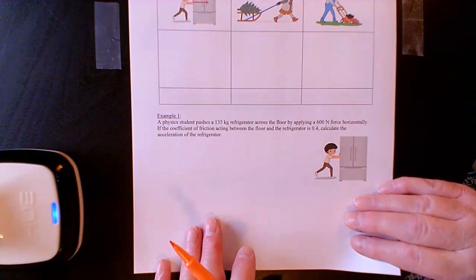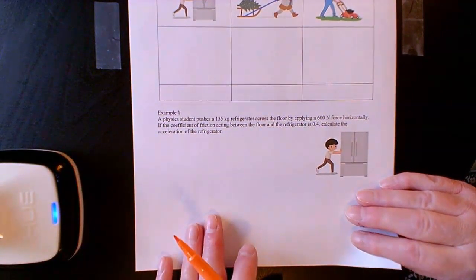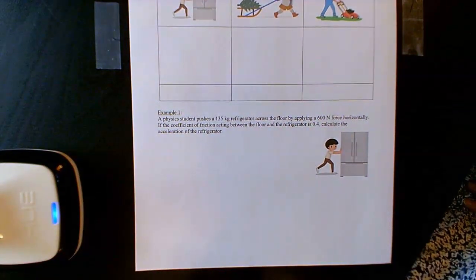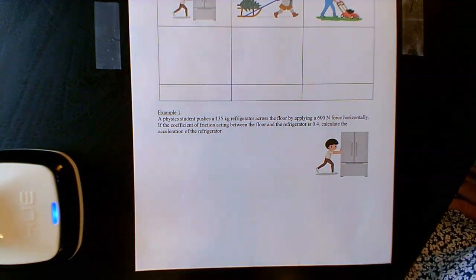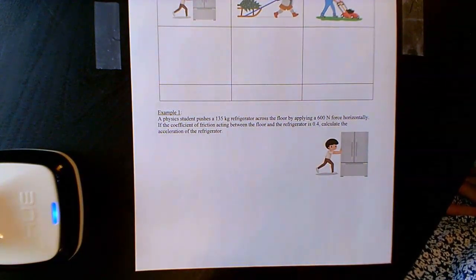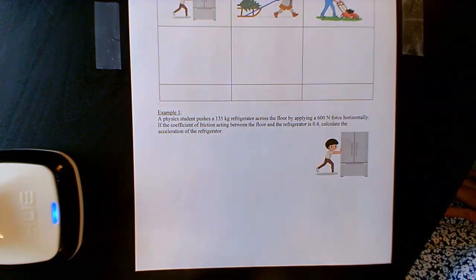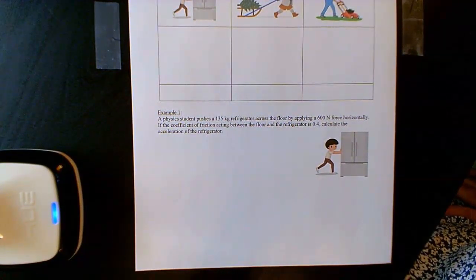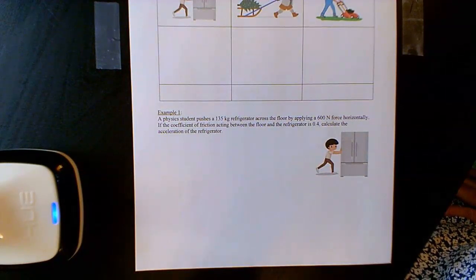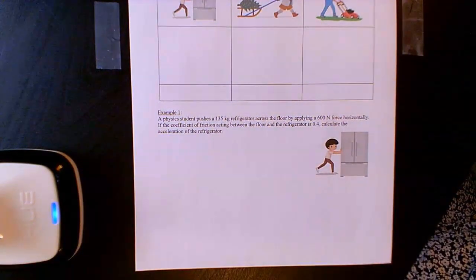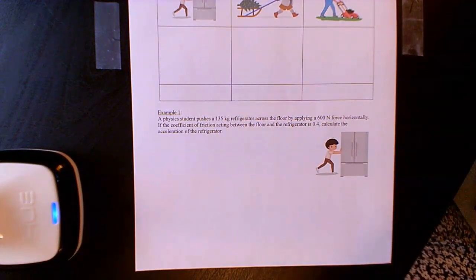So I'm going to start down here with: a physics student pushes a 135 kilogram refrigerator across the floor by applying a 600 Newton force horizontally. If the coefficient of friction acting between the floor and the refrigerator is 0.4, calculate the acceleration of the refrigerator.